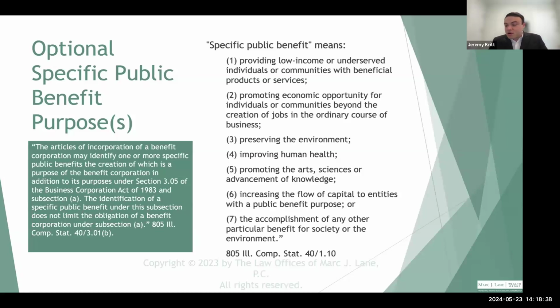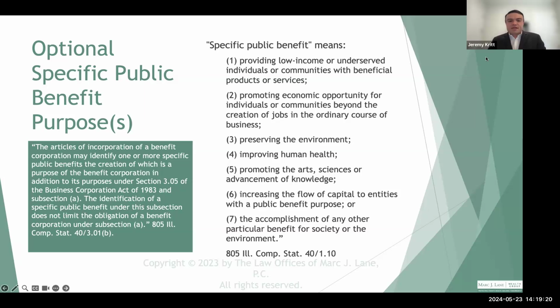Then the benefit corporation also may have an optional specific public benefit purpose. Here you have the statute on the screen, and in many ways it lists different examples of specific public benefit. You'll see the last one there is a catch-all: the accomplishment of any other benefit for society or the environment. A key feature of the statute that's going to appear over and over again is flexibility. Many benefit corporations may not want or need to include a specific public benefit purpose.